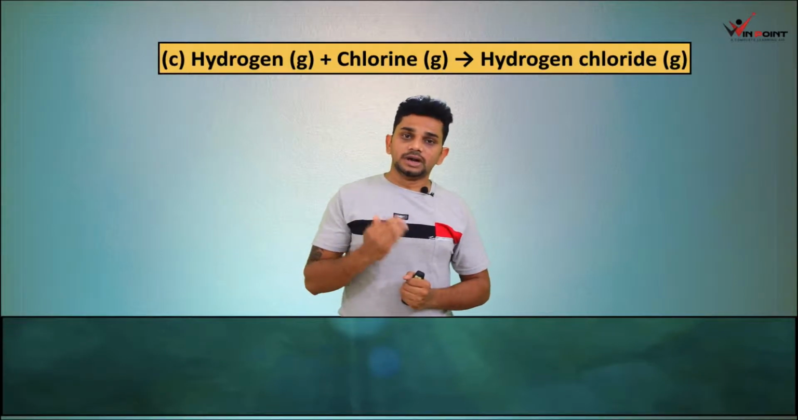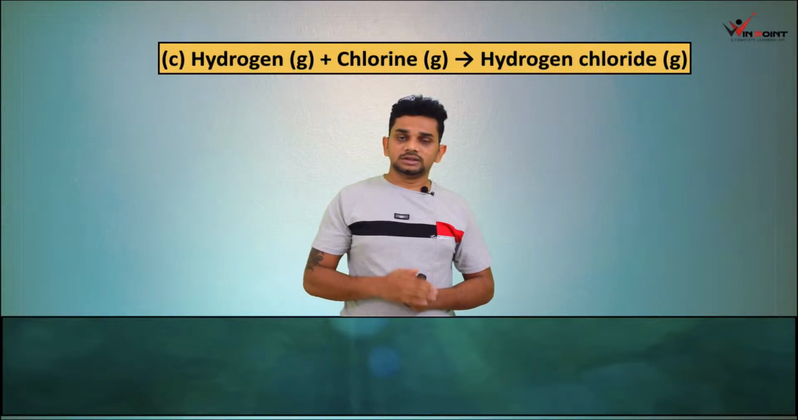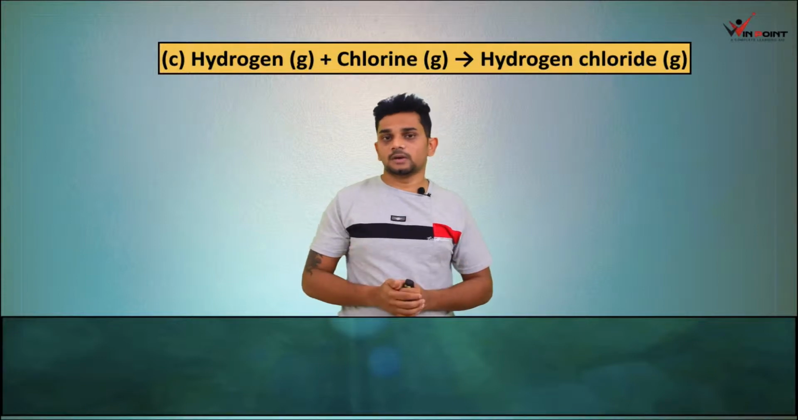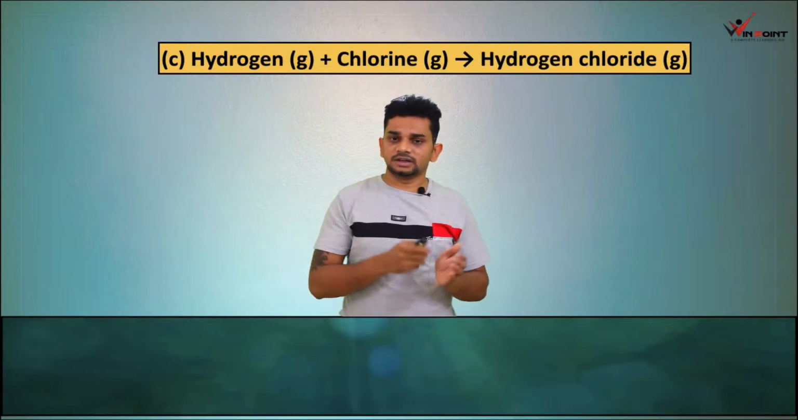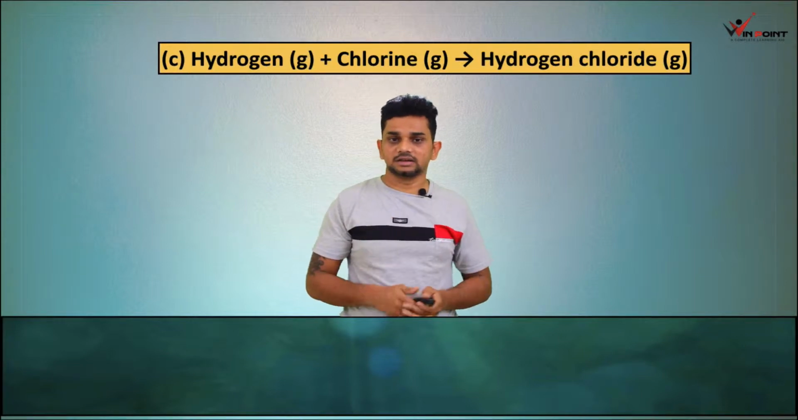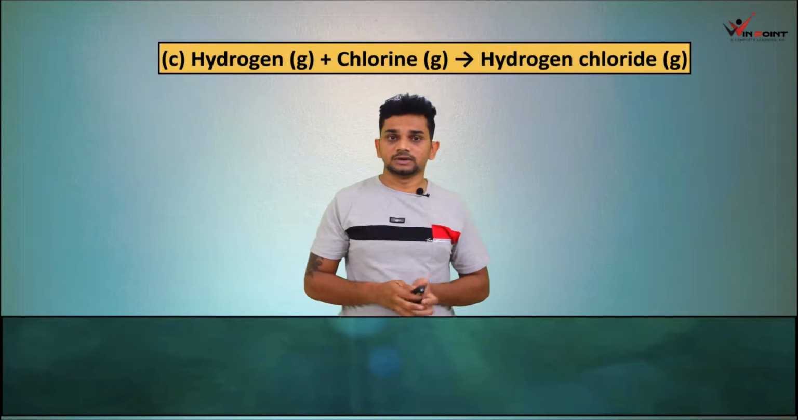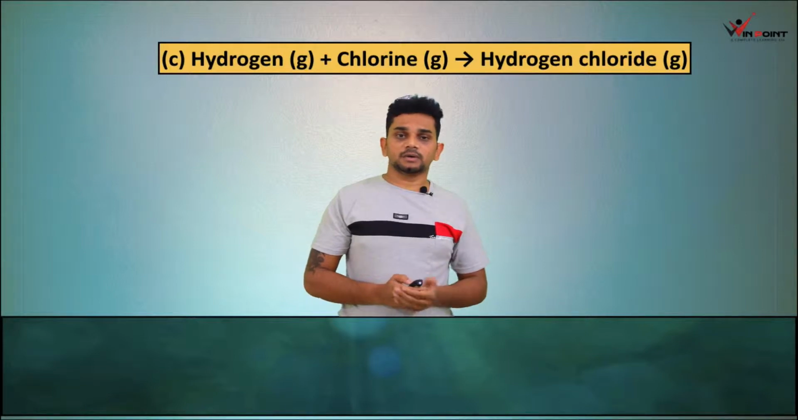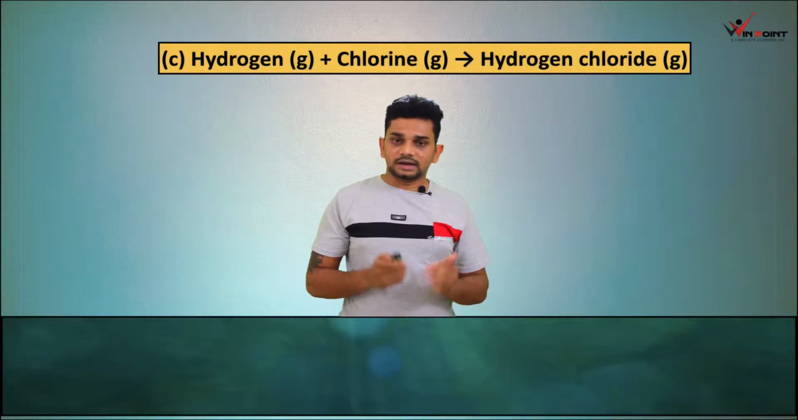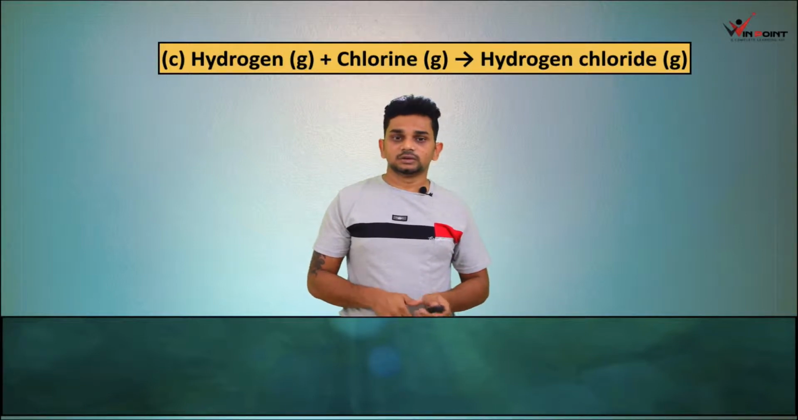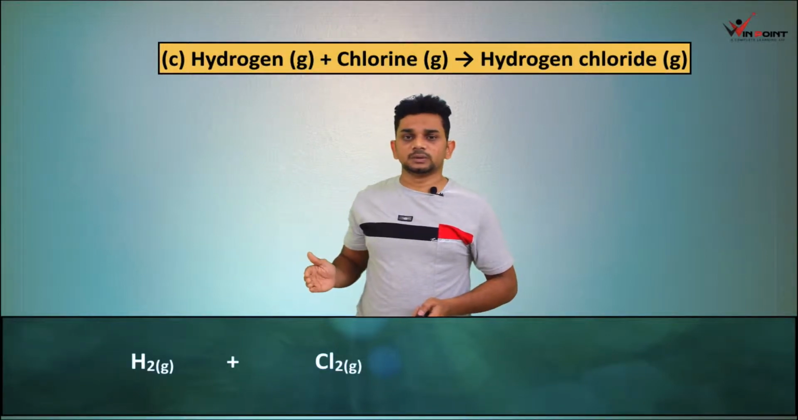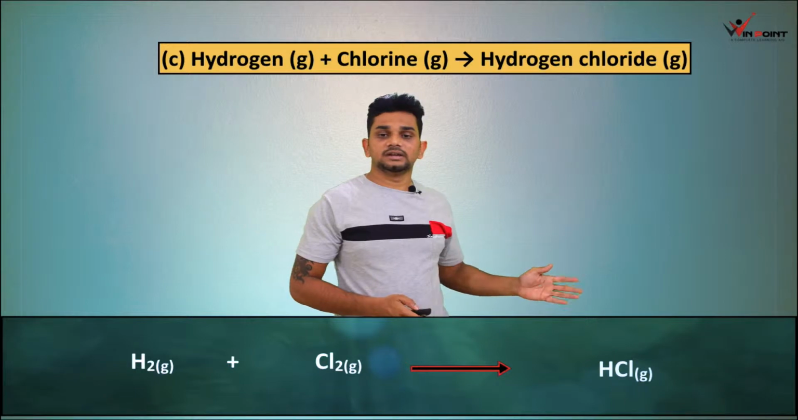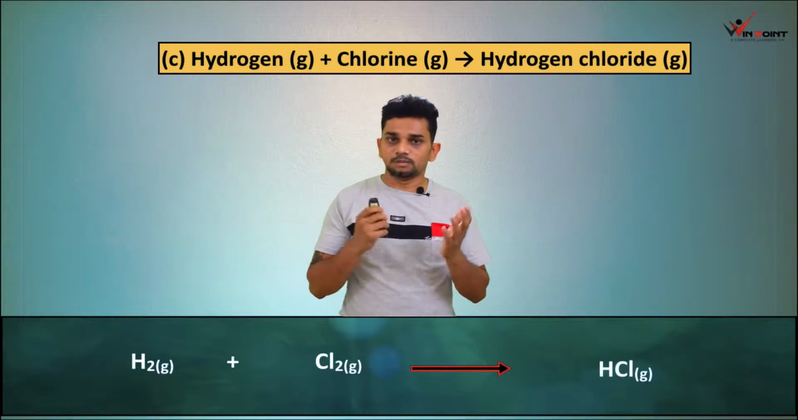Here it is a word equation. We need to convert this word equation to skeletal form. Then after that we need to balance it. First we are going to write the symbol for each molecule present in this reaction. What is the symbol for hydrogen molecule? It is H2, and symbol for chlorine molecule is Cl2, and hydrogen chloride is HCl. So we can write the symbols H2 plus Cl2 gives HCl. It is the reaction. Now we are going to balance it.